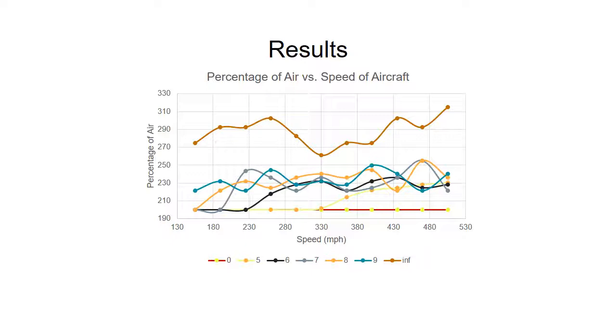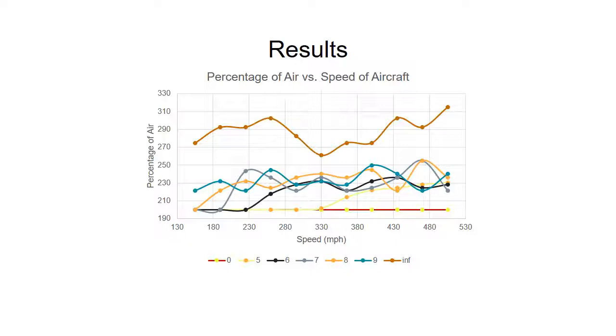The numbers that you can see at the bottom of the graph are 0, 5, 6, 7, 8, 9, and infinity, which means how important you value the efficiency. For 0, you don't care about efficiency at all, which gives you a really low percentage of air, meaning that you are pushing a lot of fuel into the system so that you can have a really high thrust.